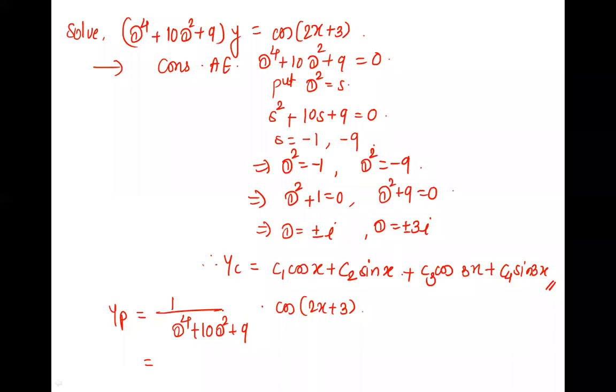If the function is sin or cos, what do we need first? D square in the denominator. Yes, we need d square in the denominator, and try to write it that way. How can D raised to 4 be written? D square into d square. Try to write it in d square. This is as it is, this is as it is, and this is cos 2x plus 3 as it is. Then if it is in d square everywhere, you can find out a. What is a here?